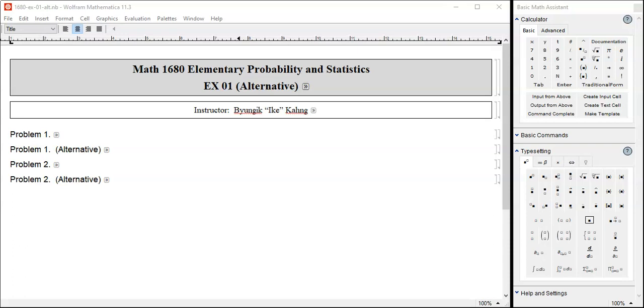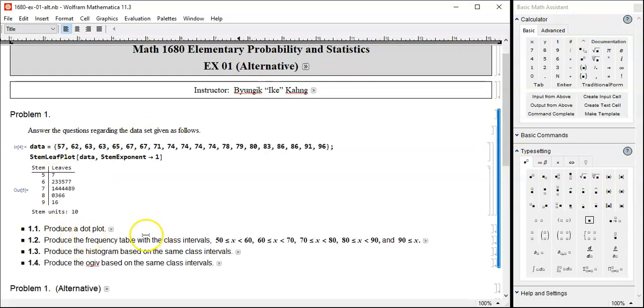Hello students, I got some questions, especially about histograms from the first homework set. So let's talk about those, but of course I don't want to give away the answer, so I created some alternative problems here. And this is the original problem set. I gave you this data and then I asked for a dot plot and then some frequency table and histogram.